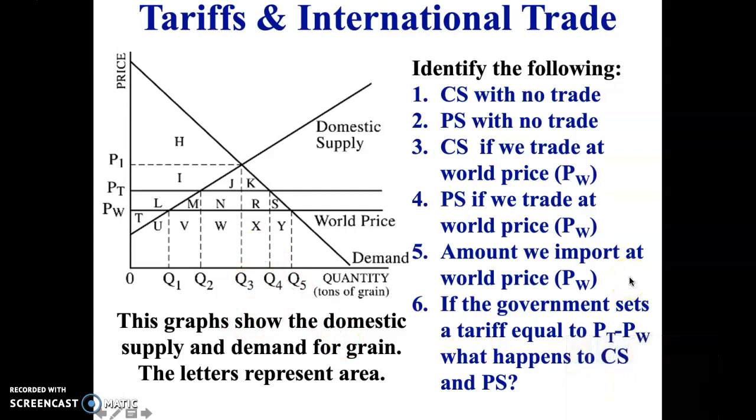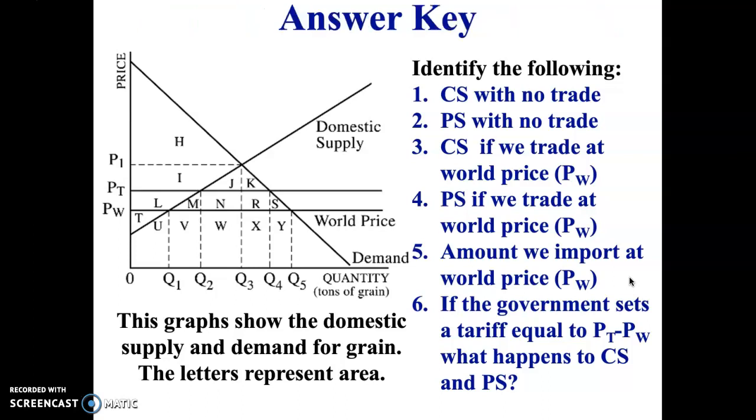Take my face off of there for just a minute so you can read the rest of that question. So if the government sets a tariff equal to the tariff I discussed a moment ago, what happens to consumer and producer surplus? And I'll show you that area of deadweight loss next. So pause the video now and try to work through these questions. Now that you've restarted the video, let's go over the solutions. So here's my answer key.